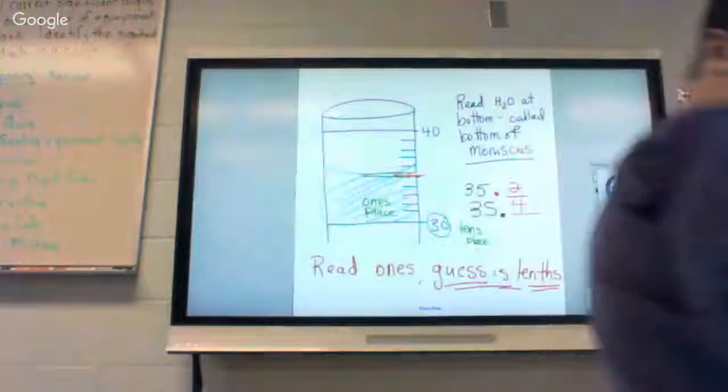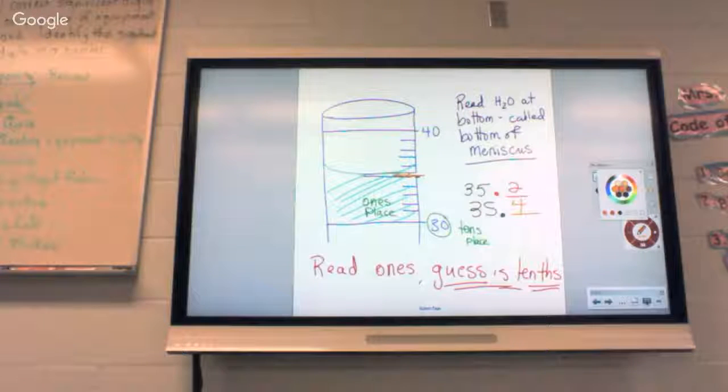Let's do a little practice. All right, I'm going to tell you which ones to mark out on the graduated cylinders and the thermometer, because we don't have some of this equipment, so we're not going to play with it.